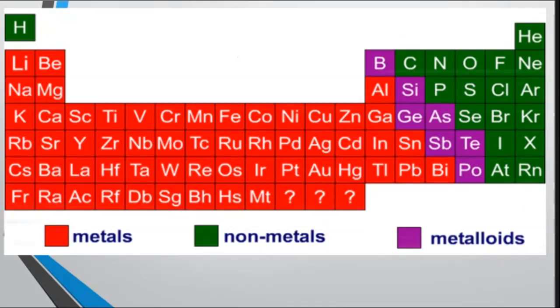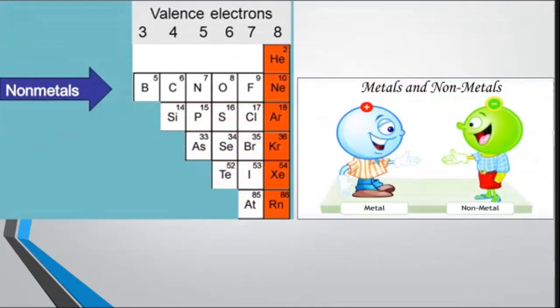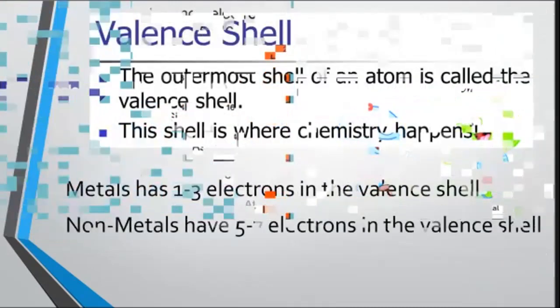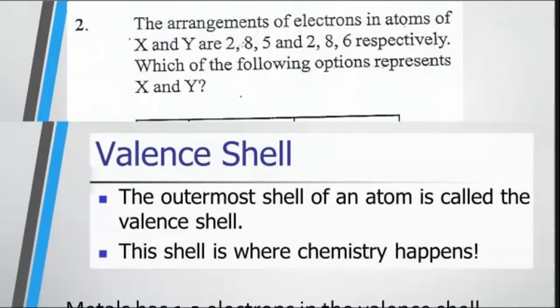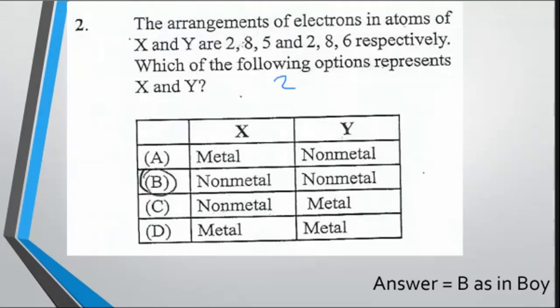So what does that have to do with what we are doing? When we consider the valence shell or the outermost shell, that valence shell is the shell on the outside of any element. So the outermost shell of an atom is what is referred to as the valence shell. This is where any chemistry that has to take place will take place, in the valence shell. So what is the note? Metals have 1 to 3 electrons in the valence shell, while non-metals have 5 to 7 electrons in the valence shell. Coming back to the question, X has 2, 8, 5.